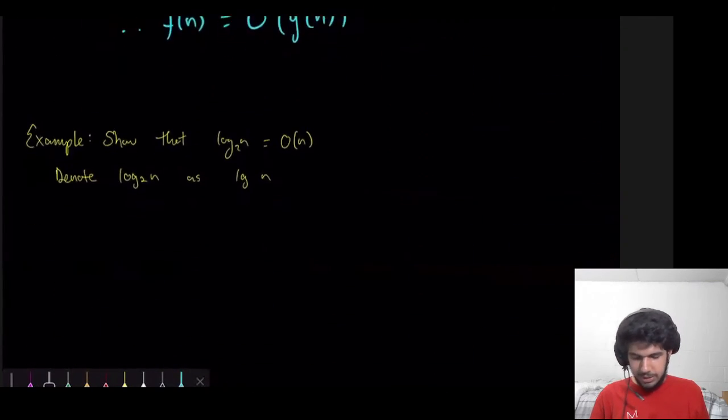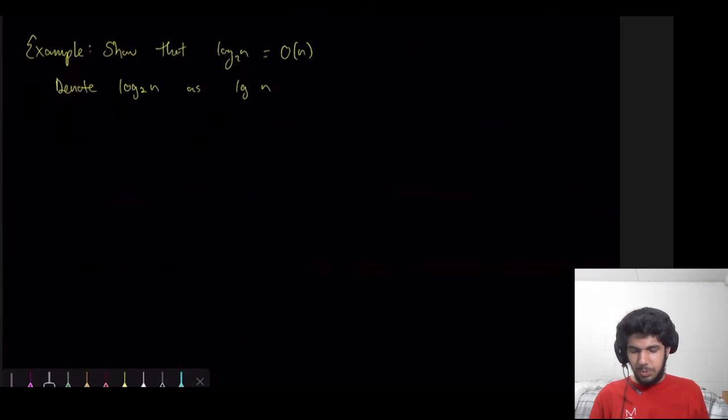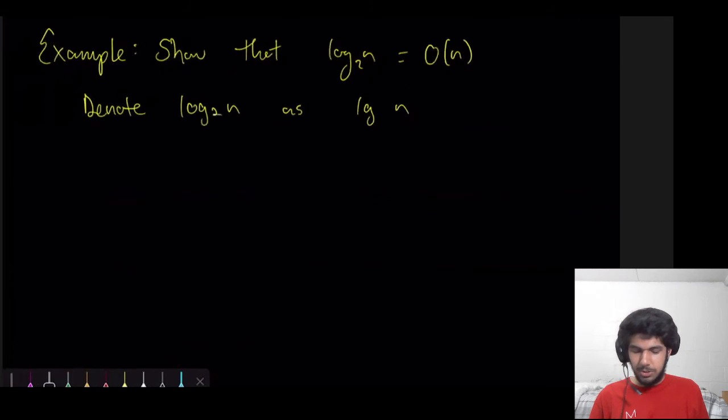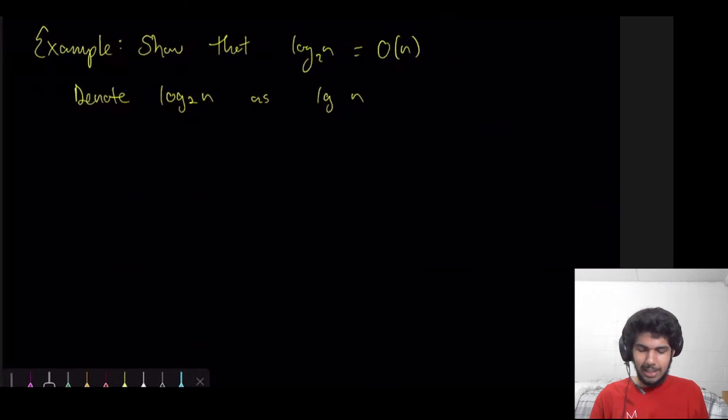Do I have another one? Yes, I do. Okay. So we're going to show that log base 2 of n is big O of n. And we're going to denote log base 2 of n as lg of n. I'm still going to pronounce this as log n.